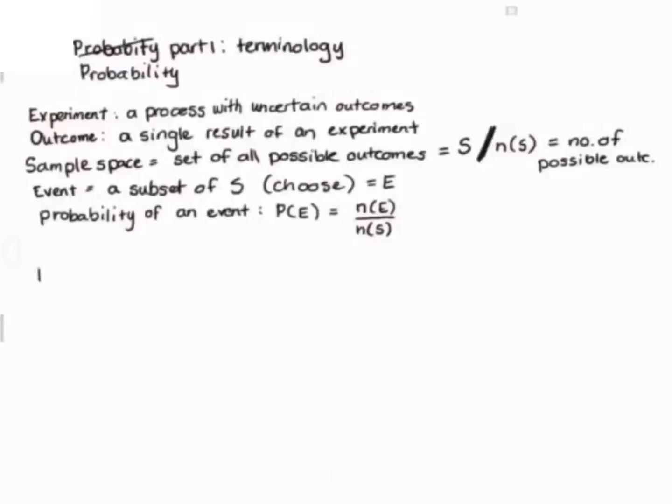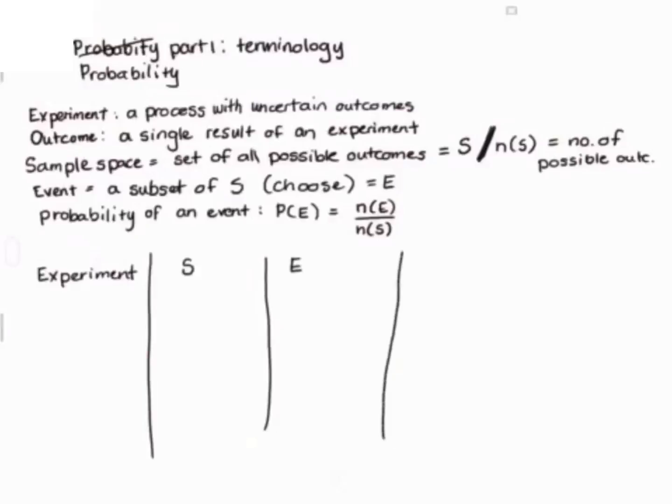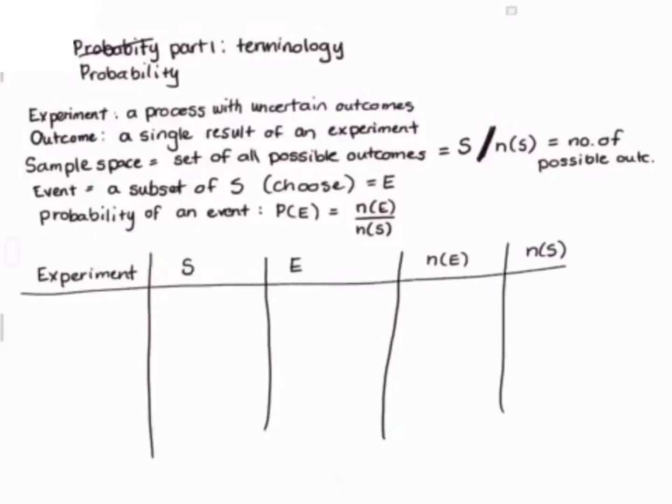Let us do a nice example here where we show how to write them. This is going to be my experiment. This is going to be my sample space. Then I'm going to choose some or other event. Then I'm going to see how many possible outcomes there are in this event, and I'm going to see how many possible outcomes in the sample space.